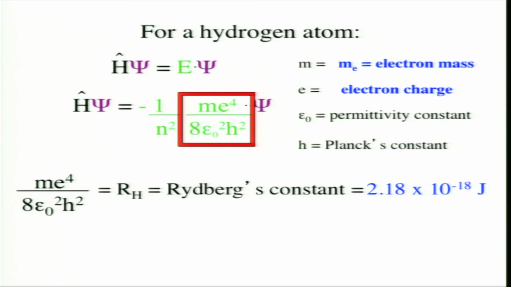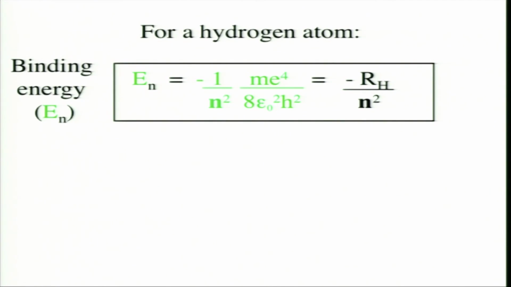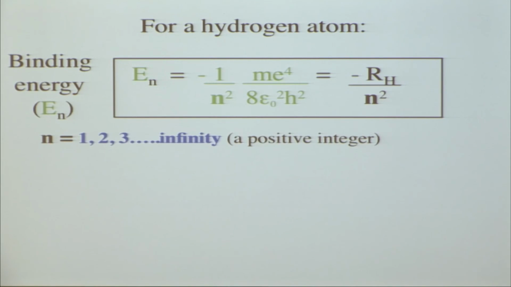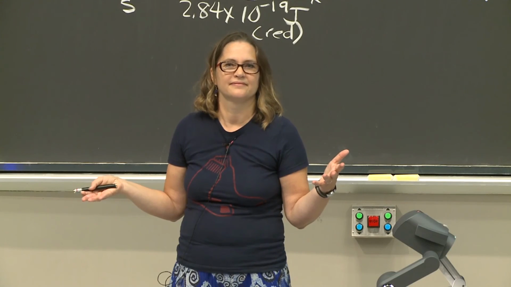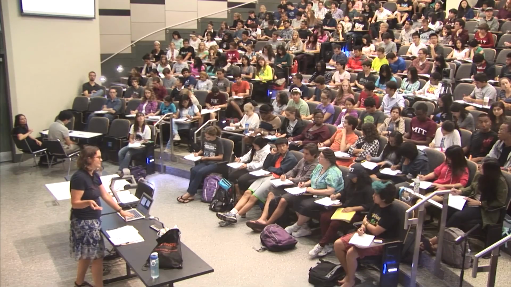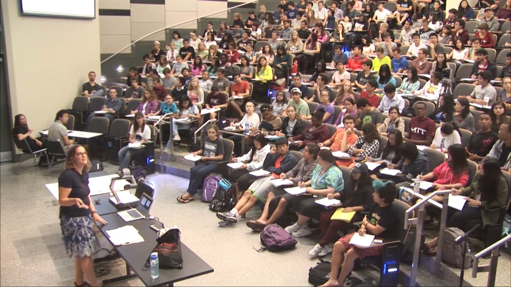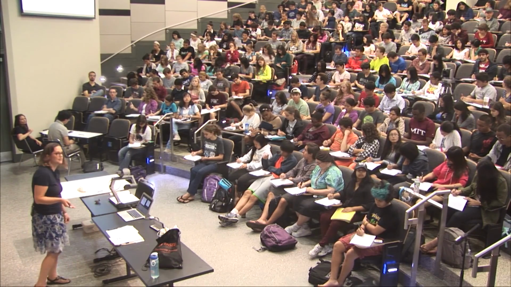And now we can rewrite this in terms of the binding energy. Again, the binding energy, this is a constant. So now this turns into minus R_H over n squared. And n, what is n? n is a positive integer, 1, 2, 3, up to infinity. And what's its name? What is n? Can you yell it out? Some of you know. Yeah, principal quantum number. That's right.